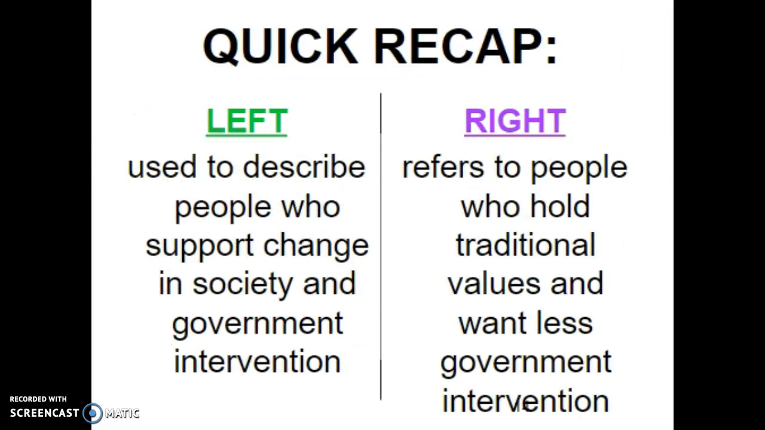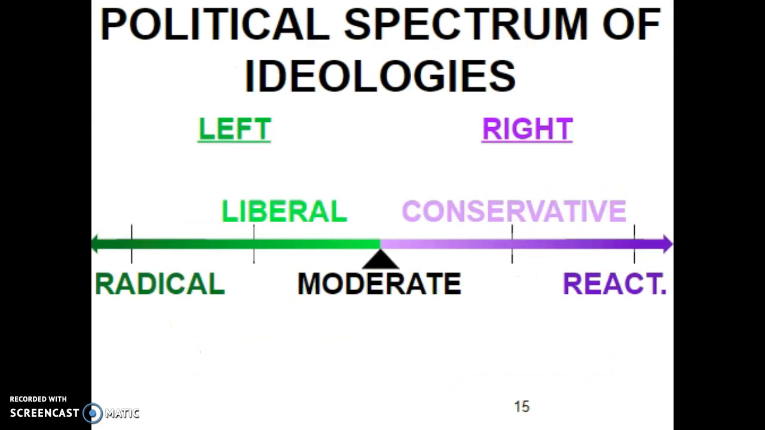All right, so quick recap here. Left is used to describe people who support change in society and government intervention, and then the right refers to people who hold traditional values and want less government intervention. Here's another look at the spectrum.